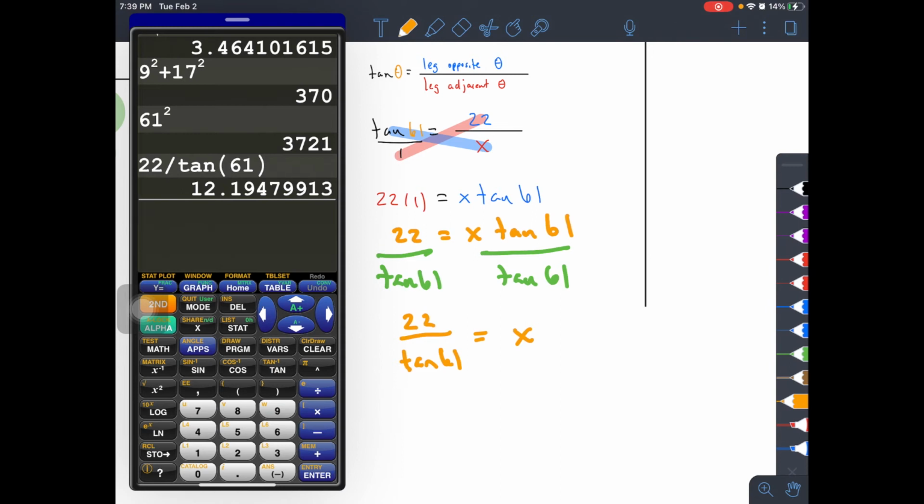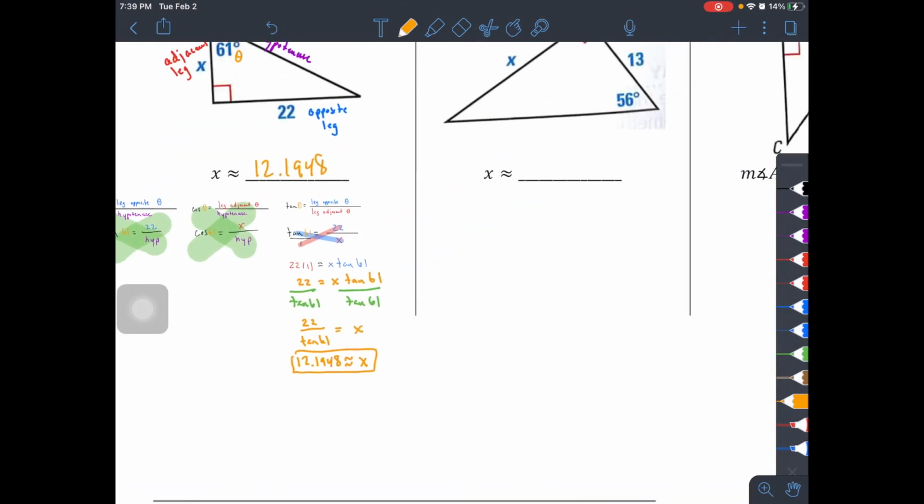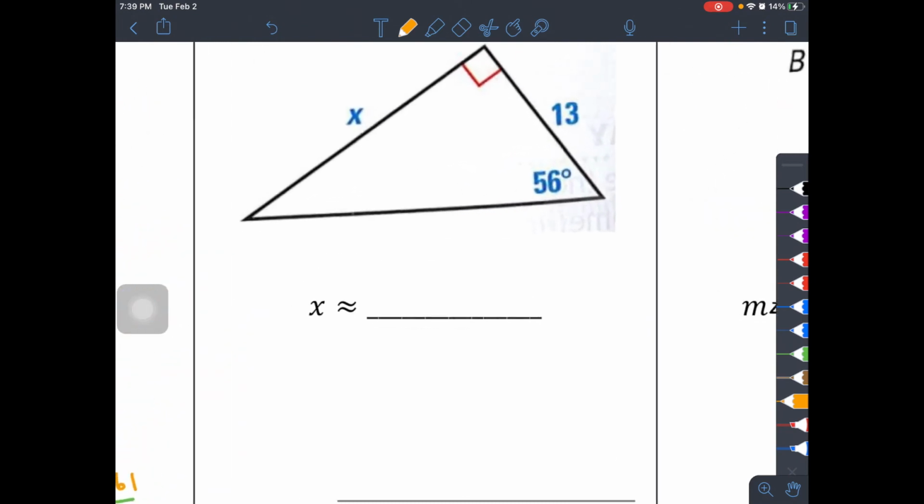We end up with, and oftentimes you're not going to see a pattern with these decimals. I highly recommend to go to 4 decimal places. So final answer, x is about 12.1948. Let's go to the next example.